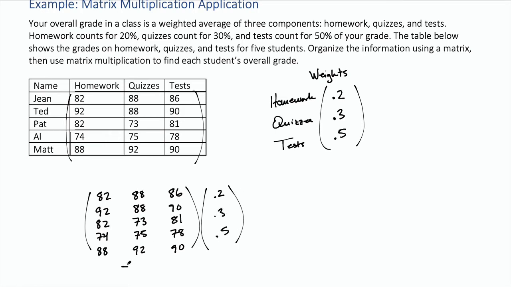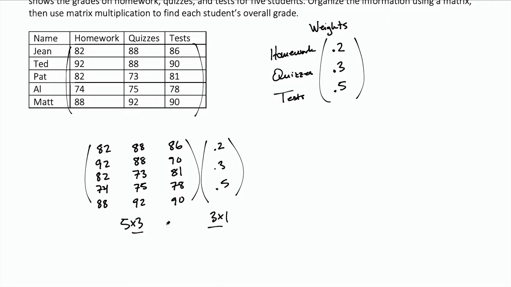Okay. Notice this is a 5 by 3 matrix multiplied by a 3 by 1. So since the number of columns here and rows here is the same, we can do the multiplication and we'll end up with a 5 by 1 matrix. Okay, and that, of course, will give us the grades for each of these students. Now, this is not a very nice multiplication to do, right? There's a lot of things going on here.